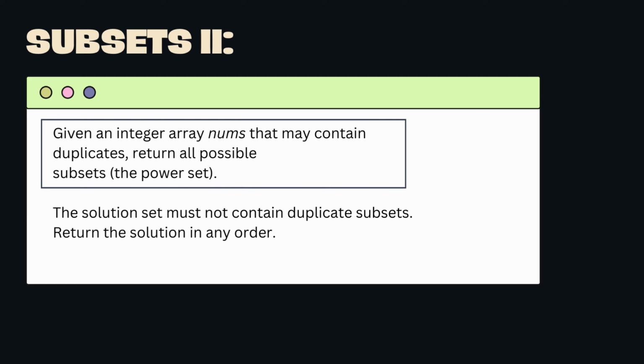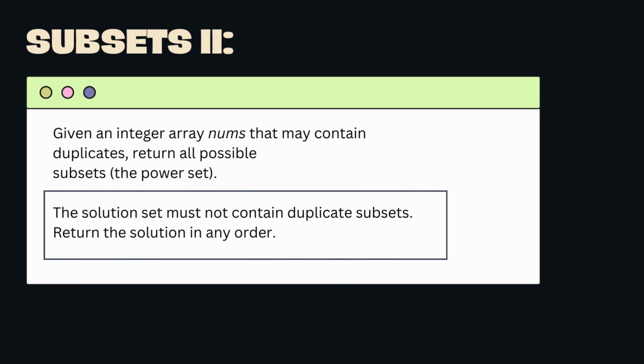Let's read this problem. Given an integer array nums that may contain duplicates, return all possible subsets. The solution set must not contain duplicate subsets. Return the solution in any order. What this is saying is that given a list of numbers which might have repeats, find all unique combinations or groups of these numbers, including using none or all of them.